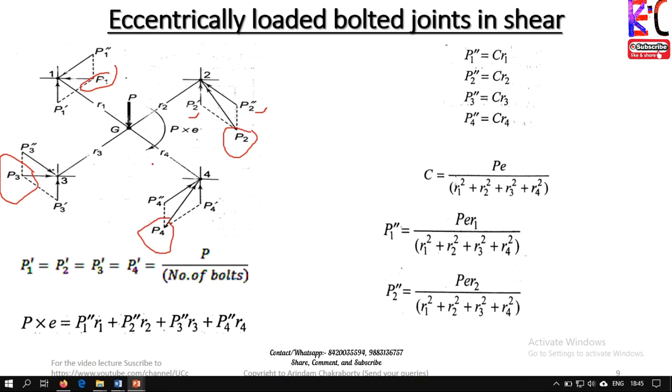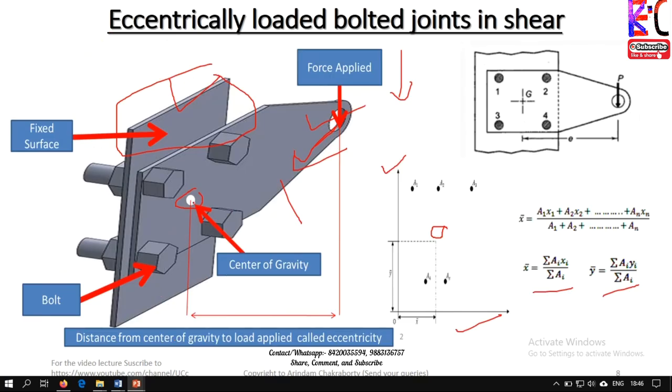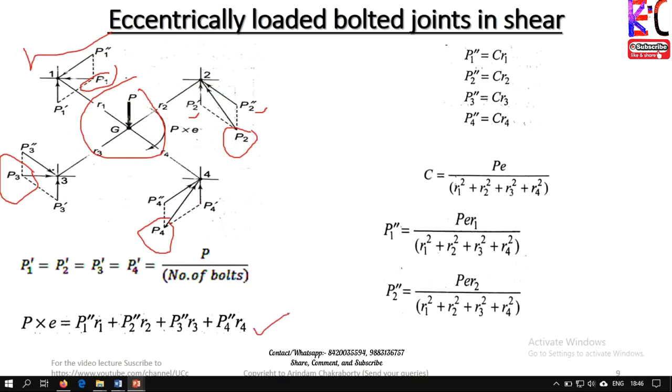So we can assume that the free body diagram shows me like this, so I could say the primary force is equal. Let us assume the primary force is equal to the total force divided by the number of bolts. Fine, that's done. Let us find the moment at the center of gravity, like P into e, P1 R1 plus P2 R2 plus P3 R3 and so on, with respect to the center of gravity. We'll be getting this.